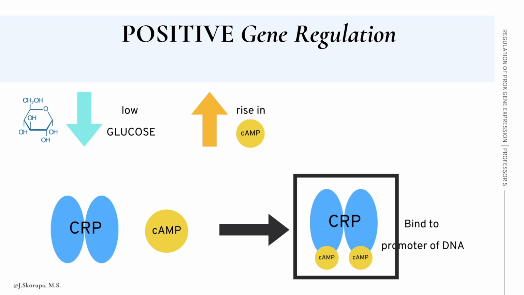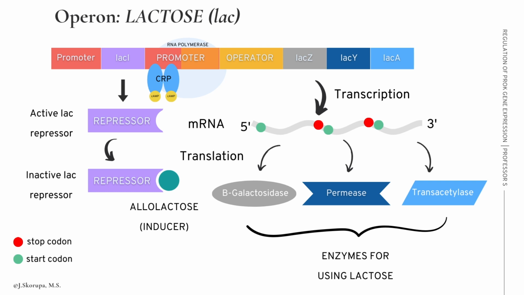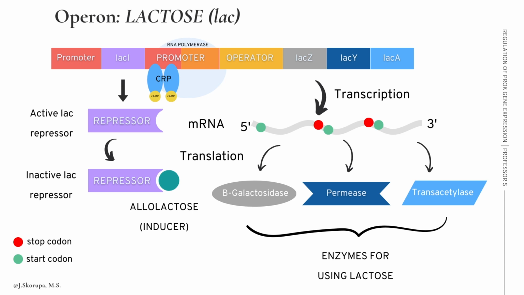The complex then binds to the promoter region of the genes that are needed to use lactose. Here's a complete schematic of the lac operon turned on and de-repressed. Lactose is present, so the repressor is inactive and removed from the operator. The CRP-cAMP complex is bound to the promoter, and this lets us know that there's low glucose because there's high cAMP. And the RNA polymerase is also bound to the promoter. This operon is ready to quickly express genes for the metabolism of lactose.